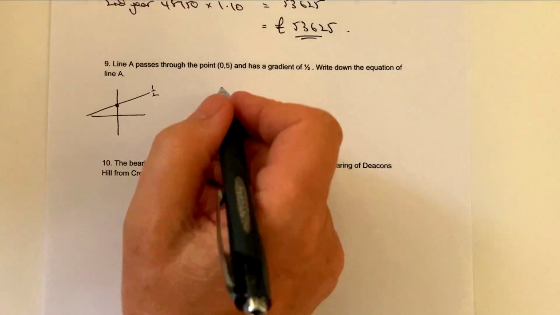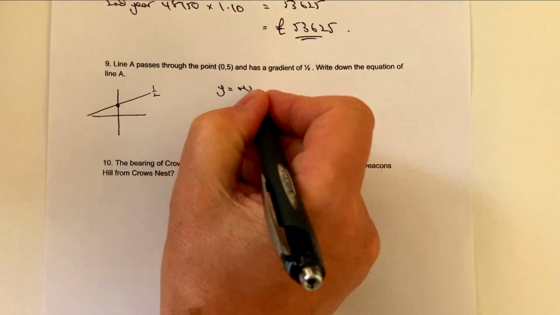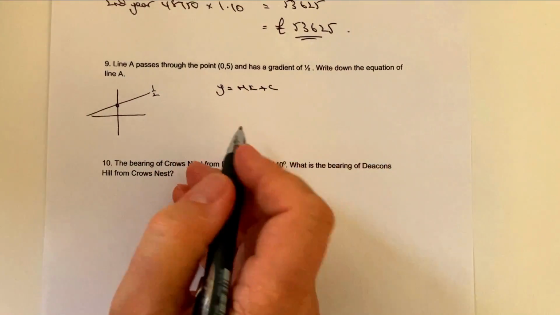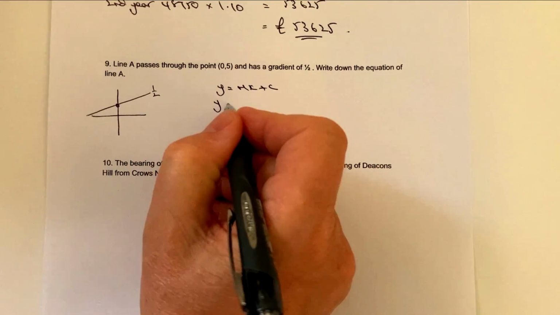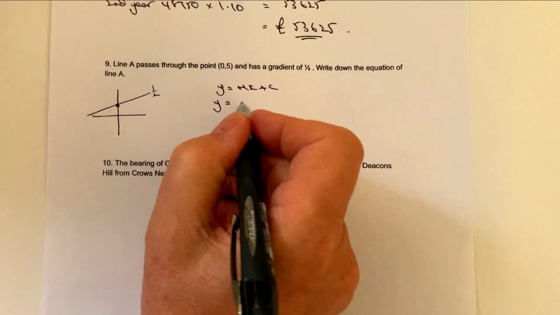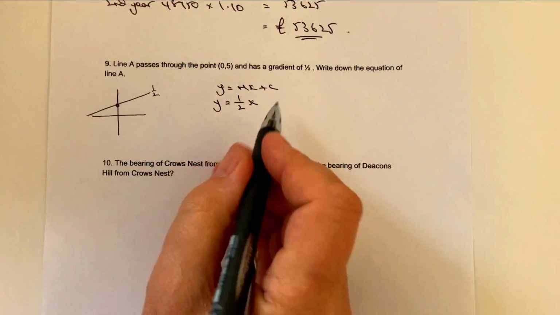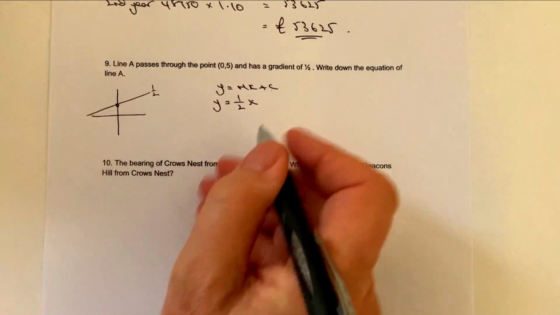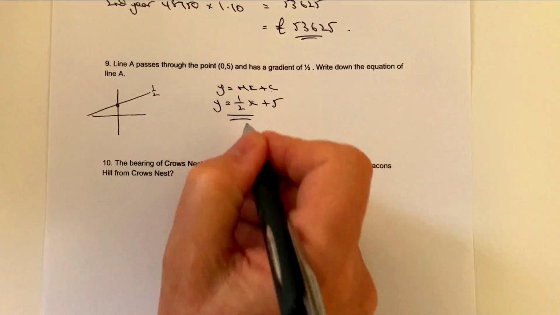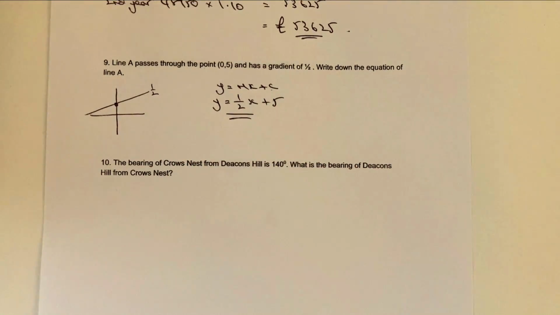So in the form y equals mx plus c, we can just simply put these numbers in. So the equation of the line will be y equals m, which is a half, x, and rather than plus c, we know it goes through plus 5. And actually, that's the answer to that question.